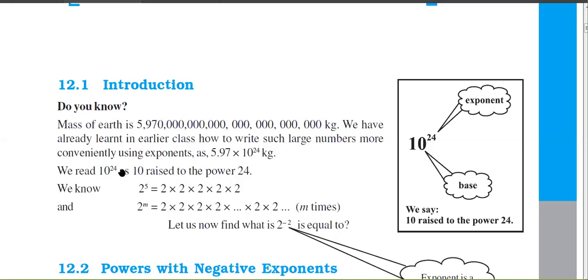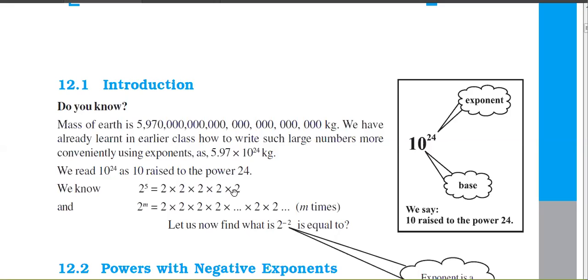We read 10 to the power 24 as 10 raised to the power 24. So 2 to the power 5 is nothing but we multiply 2 five times: 2 into 2 into 2 into 2 into 2. This is a repeated multiplication.